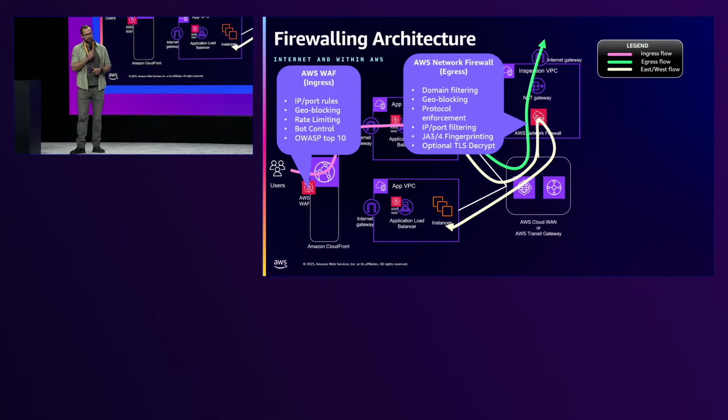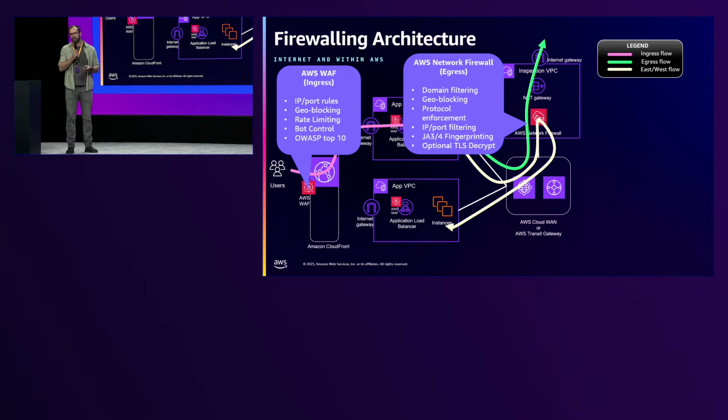For the egress use case, what we see customers deploy on the network firewall is often domain filtering. So you want to limit the domains that you allow your clients to connect to. We also support geo-blocking, so you can limit the countries that you're connecting to. There would be some protocol enforcement, so validating if that HTTP request that I'm doing is really HTTPS and not some other protocol pretending to be something else. Traditional IP port-based filtering, JA3 and JA4 fingerprinting.